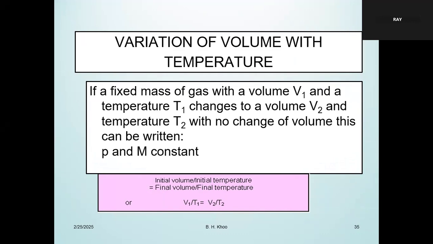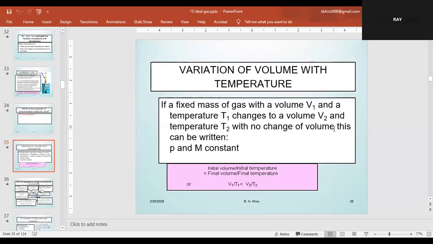Okay, so you need to know: a fixed mass of gas, if it has a volume V1 and temperature T1, you change it to volume V2, temperature T2, with no change in pressure and mass. That's the equation. A fixed mass of gas at constant pressure with volume V1 and temperature T1 changes to volume V2 and temperature T2. No change in pressure.